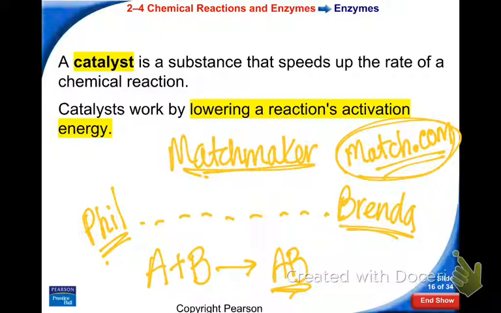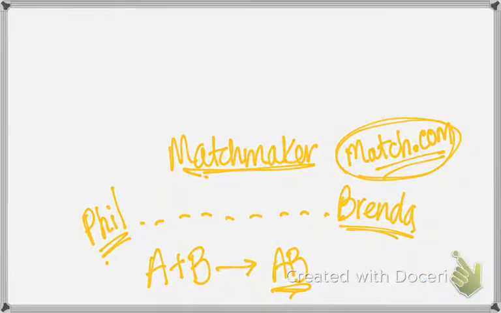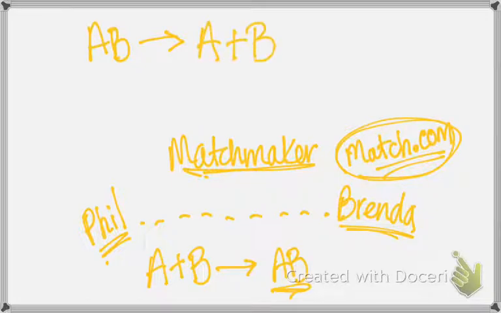Enzymes, however, can also break things down. Sometimes they bring things together, but sometimes they break things down. For example, if you had AB and you wanted it to be broken down into its individual parts, an enzyme can also be responsible for doing that. In this case, this one's a matchmaker. I think of an enzyme that would break things apart as a divorce lawyer.